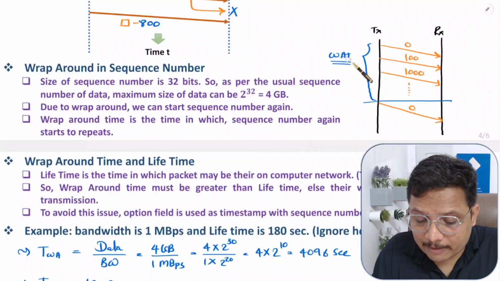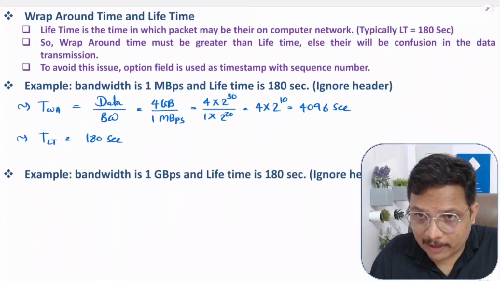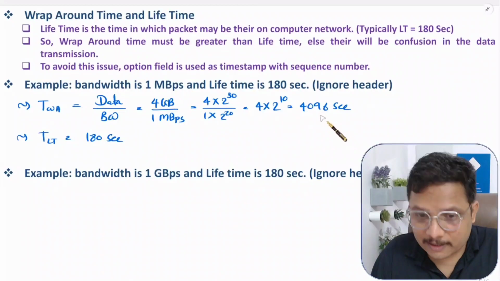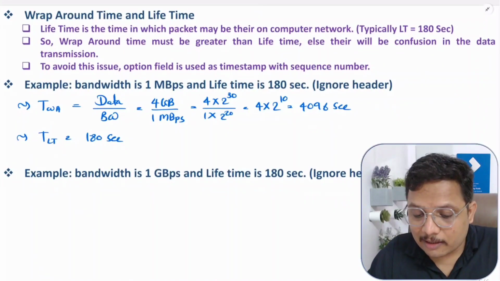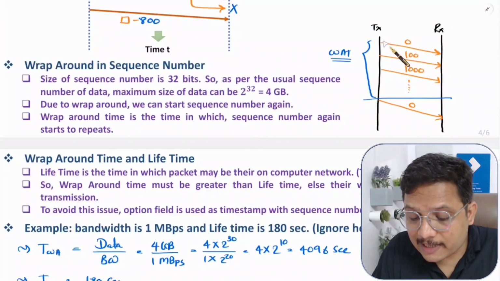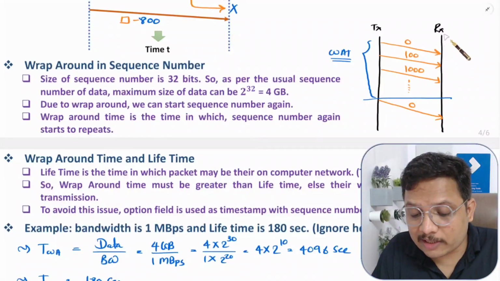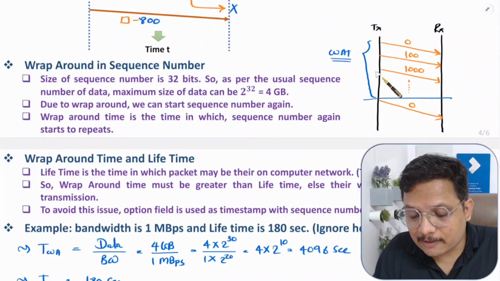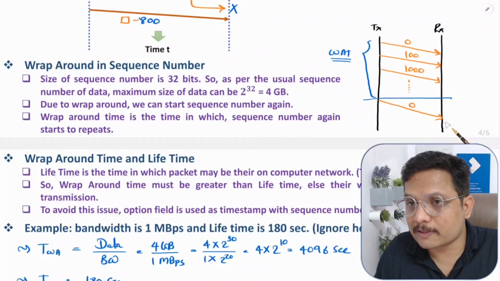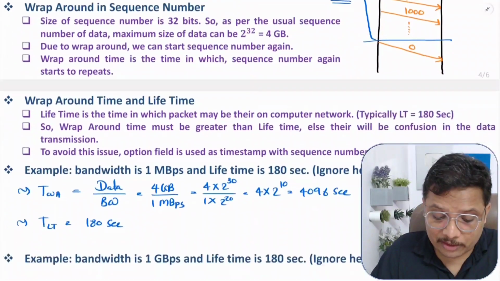So the wraparound time we have calculated is 4096 seconds, but the lifetime is only 180 seconds. So even if this frame gets delayed in reaching the receiver side, there will be no issue, as the wraparound time is 4096 seconds. The 0th frame starts from here onwards. So in this situation there will be no issue, but there can be an issue if the bandwidth is more.